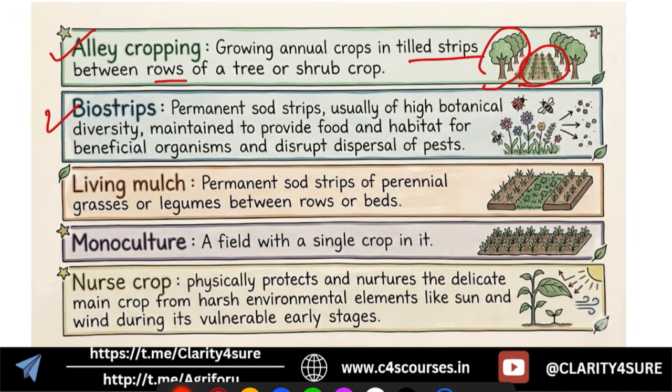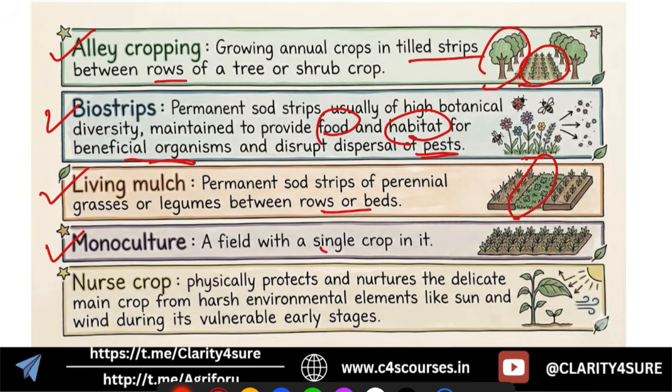The next is biostrips. A biostrip is a permanent sod strip, that is a grass strip you can say, which is usually of high botanical diversity and is maintained to provide food and habitat for beneficial organisms and disrupt the dispersal of the pest. Okay, that is what biostrips are. Next is living mulch. It is the permanent sod strip or grass strip of perennial grasses or legumes between the rows or the beds.